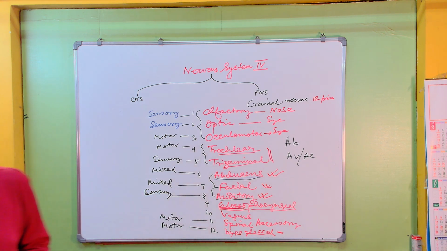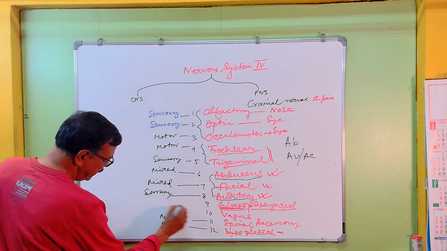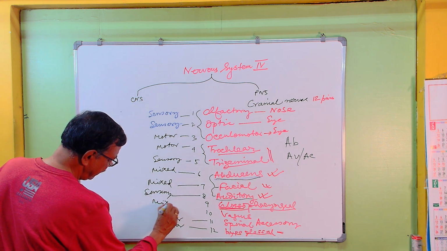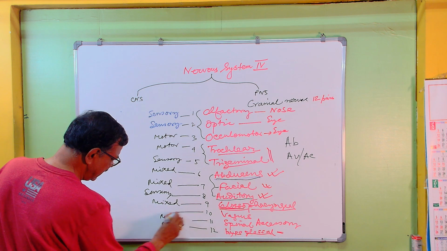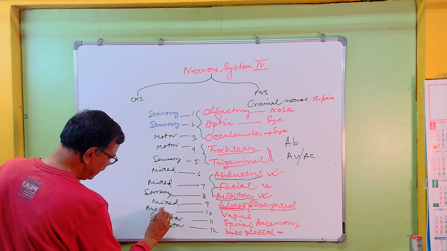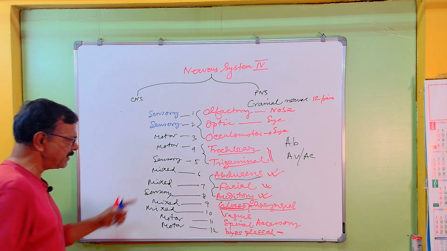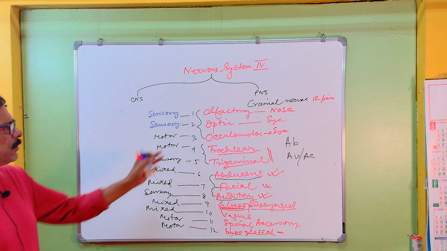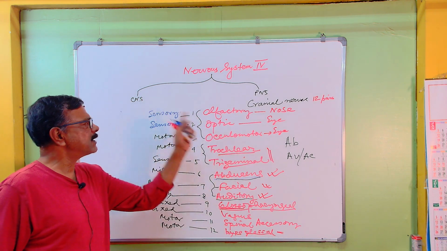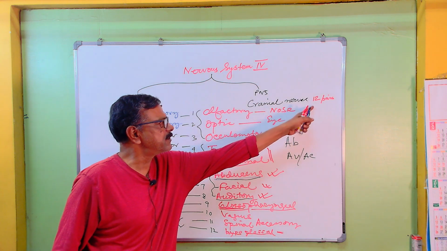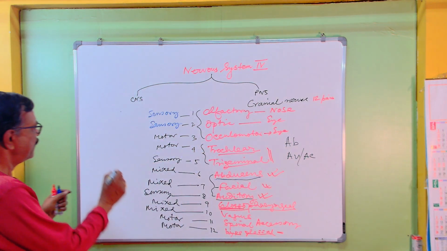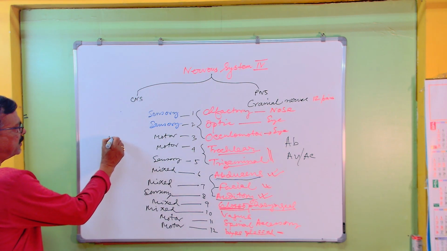Sensory, 9 and 10 are the mixed nerves. These two are also mixed nerves. This doesn't usually come in the exam. Just simply for your information, you can write this way. So these are the 12 pairs of cranial nerves. They go from the cranium. So this is the cranium.